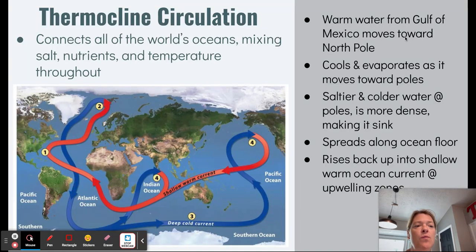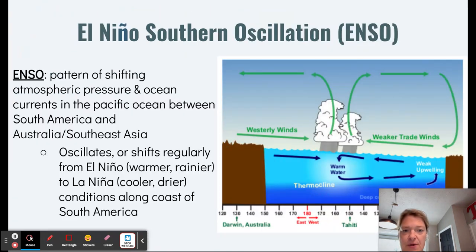Okay, so warm water from the Gulf of Mexico moves towards the North Pole. It cools and evaporates as it moves to the poles. It sinks because saltier and colder water is more dense. And so it causes that to sink. It spreads along the ocean floor. It rises back up into shallow, warm ocean water at upwelling zones. Okay, so that's kind of the importance of what you need to know.